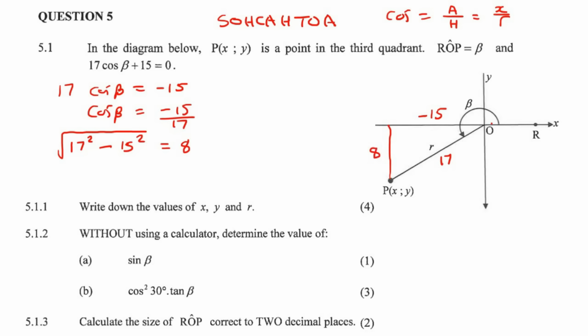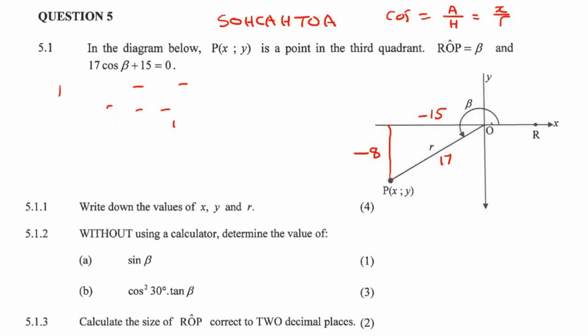So this will be 8, but we'll say minus 8 because as you can see, this y value is going down. Okay? So it's a negative y value. And so there we've gotten all the values now, which is awesome. So now we can go answer their question and we can tell them what x, y, and r would be. So x is negative 15. Y is negative 8. And then r is 17.